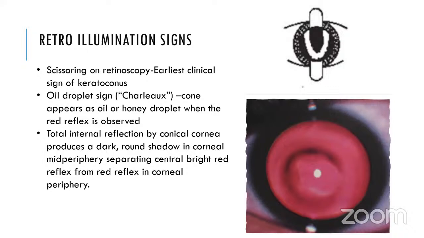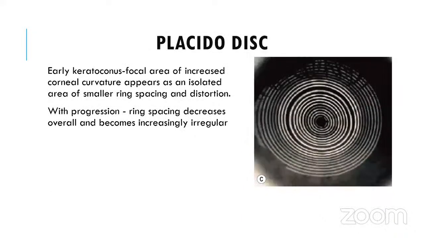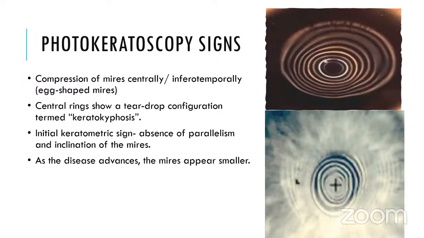the corneal periphery. Then, based on the Placido disc, in early keratoconus a focal area of increased corneal curvature appears as an isolated area of small ring spacing and distortion. With progression, the ring spacing decreases overall and becomes increasingly irregular. Placido photokeratoscopy signs: compression of the mires centrally or inferotemporally. These are egg-shaped mires. Central rings show a teardrop configuration termed keratokyphosis.